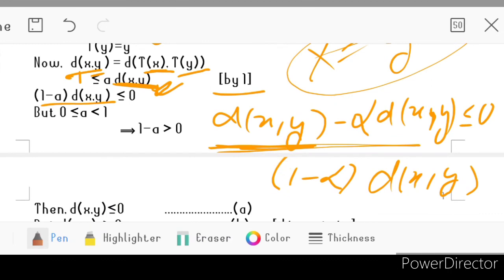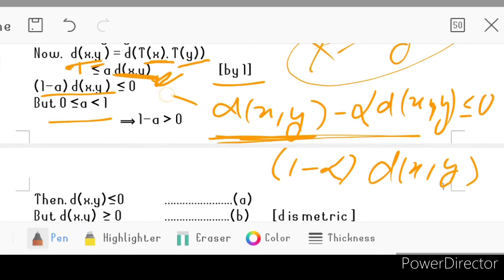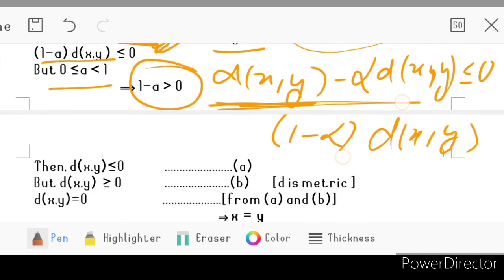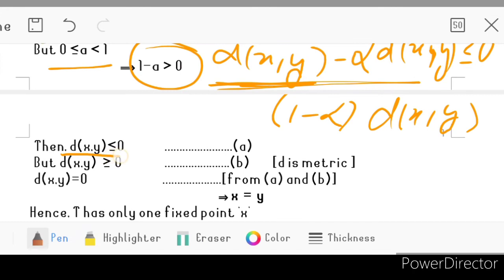As we know, according to the definition of a contraction mapping, the alpha value is between 0 and 1. It cannot be equal to 1 as it is strictly less than 1. So this implies that 1 minus alpha is greater than 0. Then we get that the distance between x and y is less than or equal to 0, and we marked this equation as A.